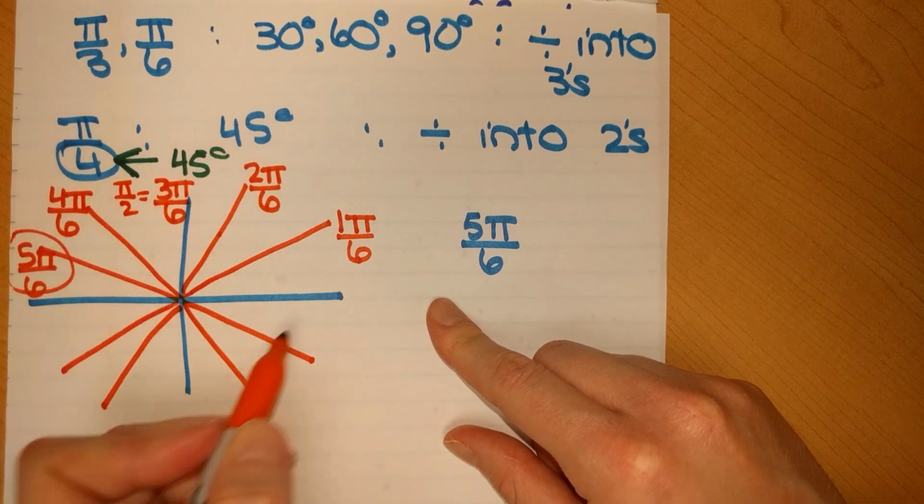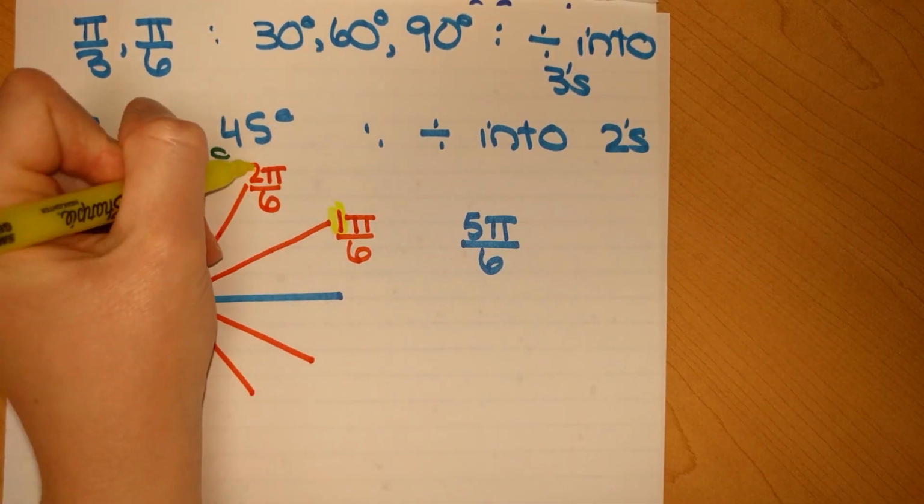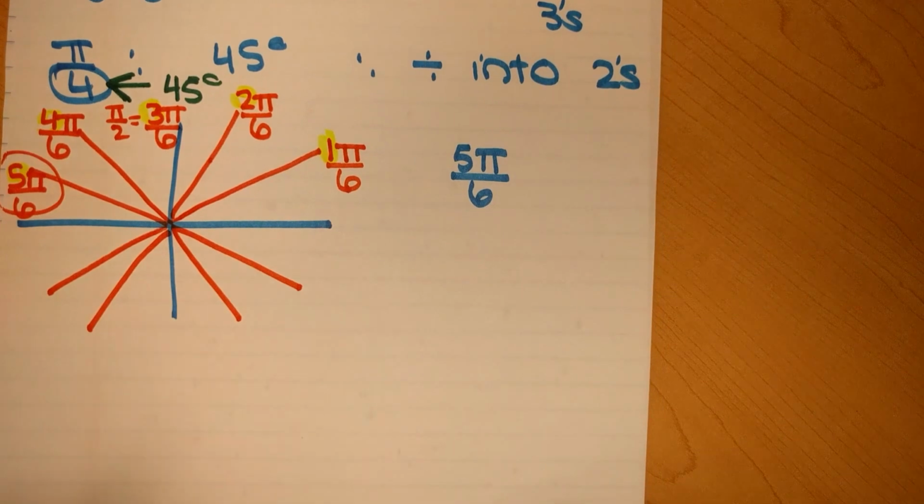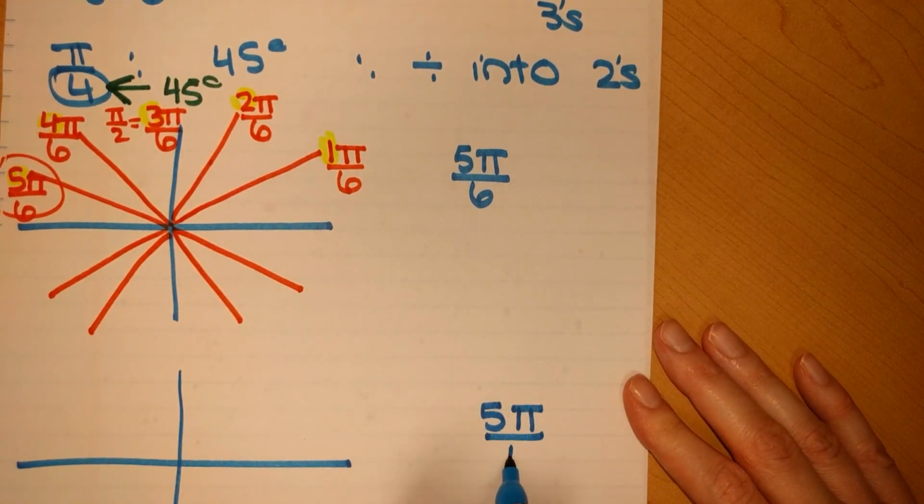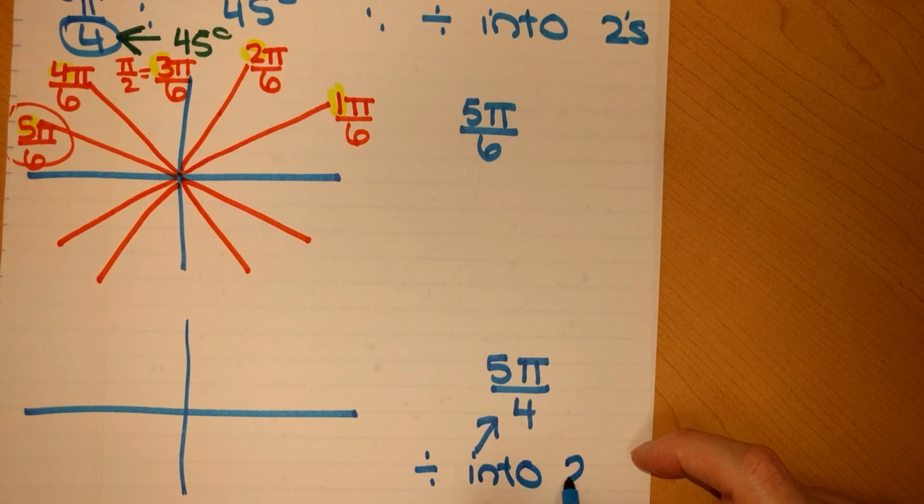So you might have to reduce some of these angles, but if you divide it into threes, then it will always be 1, 2, 3, 4, 5, and then reduce the angles that are found. So as an example, if someone said we want you to find 5 pi over 4, in that case, because it's over 4, we would divide each quadrant into twos.